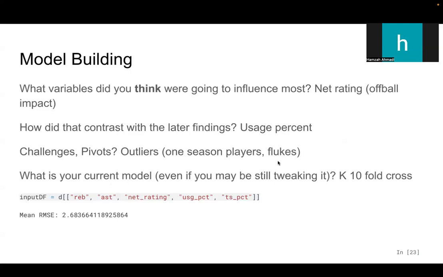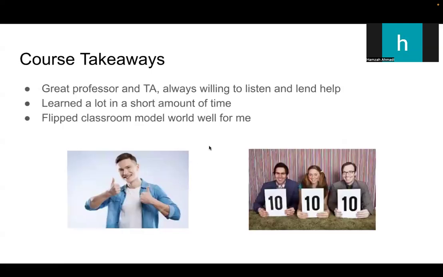Current model, I'd say my current one is the K10 full cross validation model. I use these variables. These just work very well together, and they correlate a lot. So it's just rebounds, assists, net rating, usage. Although I said net rating isn't that influential, it still is a good determinant. Usage percentage, true shooting percentage. Yeah, and just got the mean RMSE.